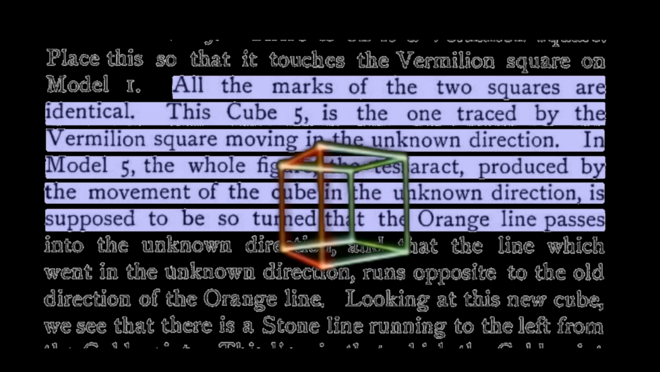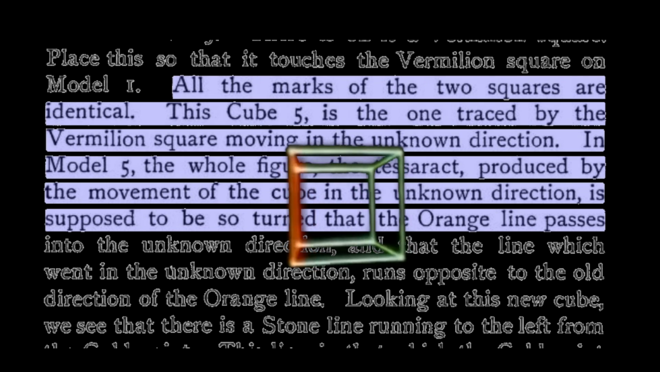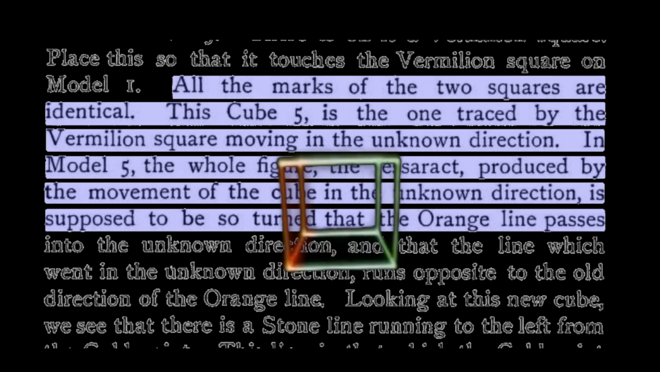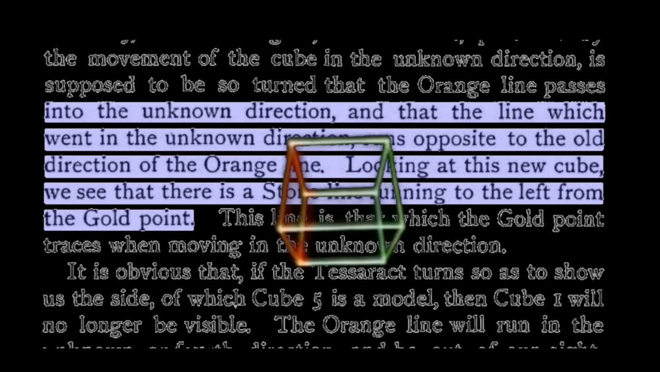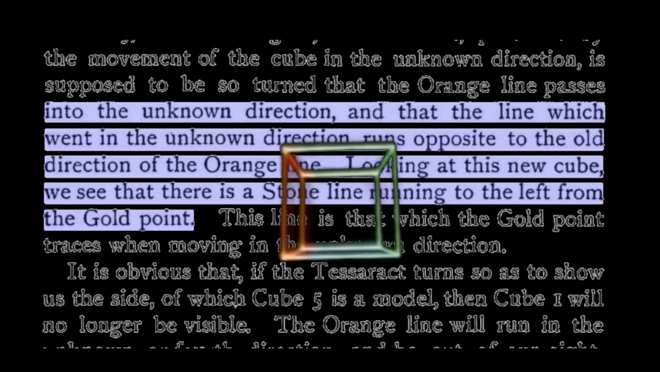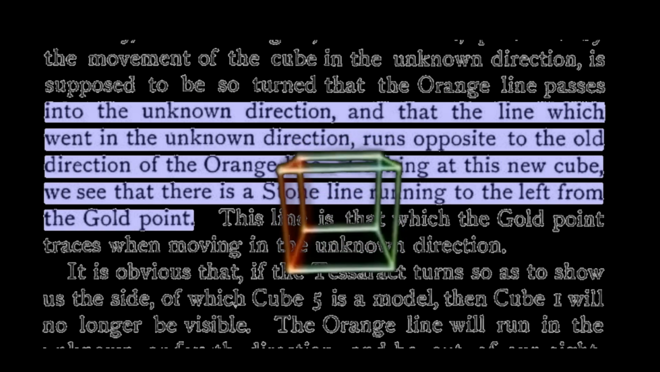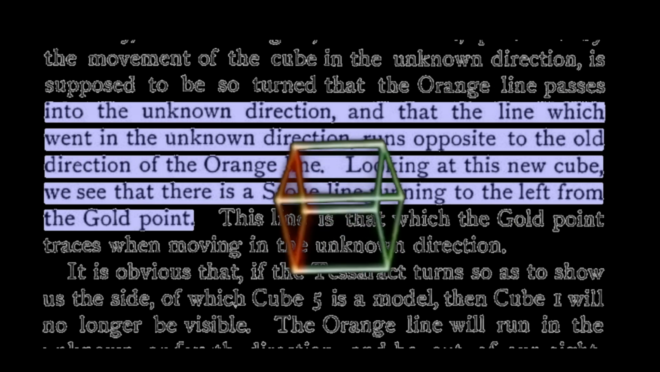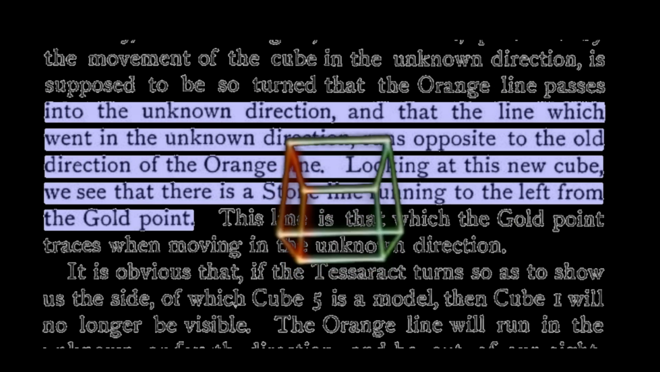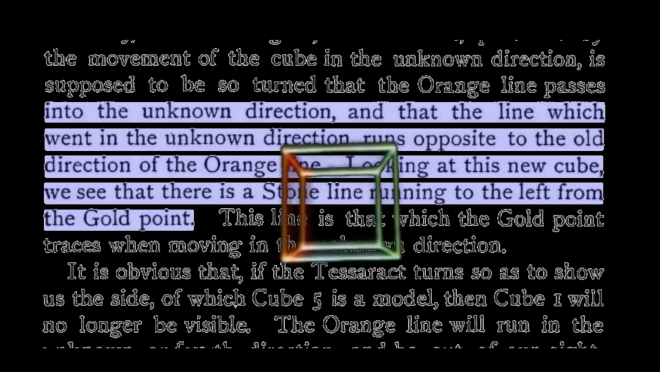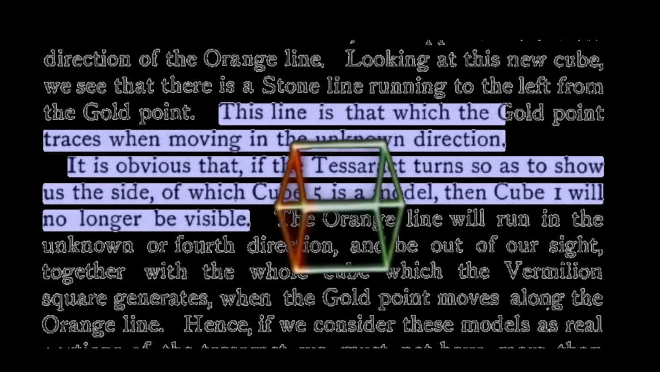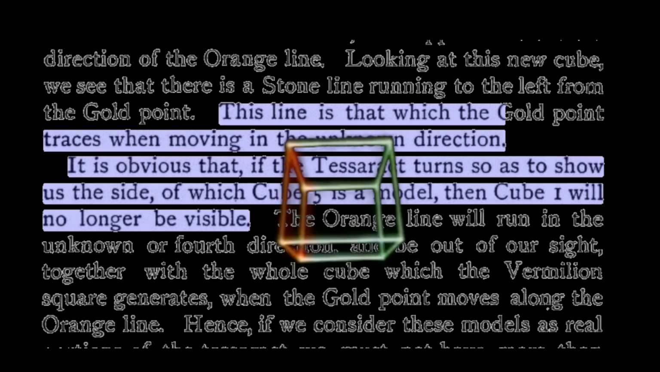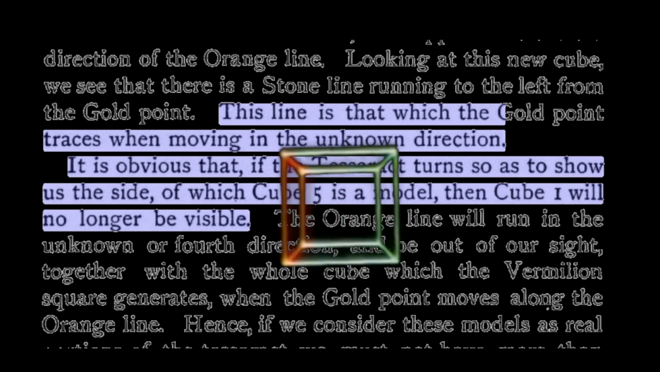In Model 5, the whole figure, the tesseract, produced by the movement of the cube in the unknown direction, is supposed to be so turned that the orange line passes into the unknown direction, and that the line which went in the unknown direction runs opposite to the old direction of the orange line. Looking at this new cube, we see that there is a stone line running to the left from the gold point. This line is that which the gold point traces when moving in the unknown direction.